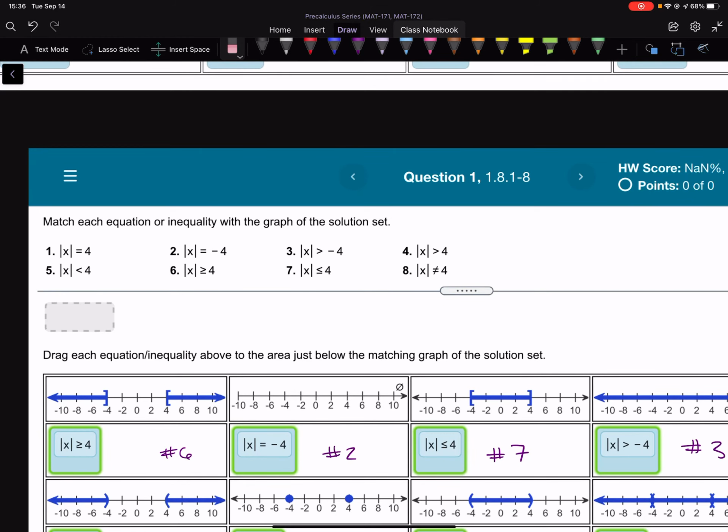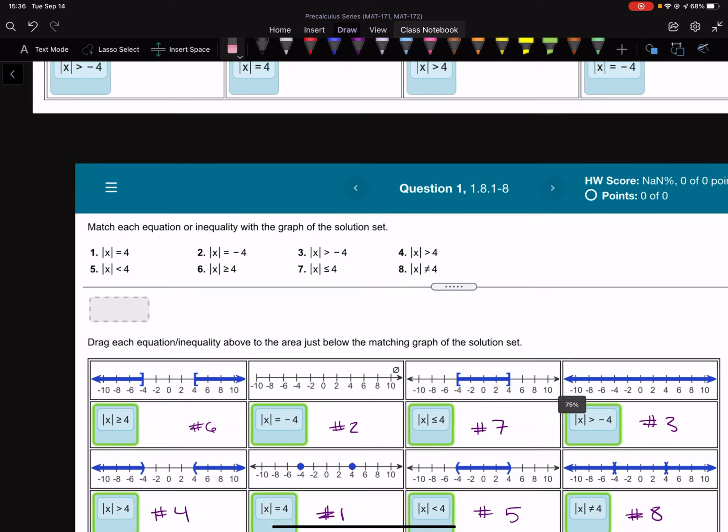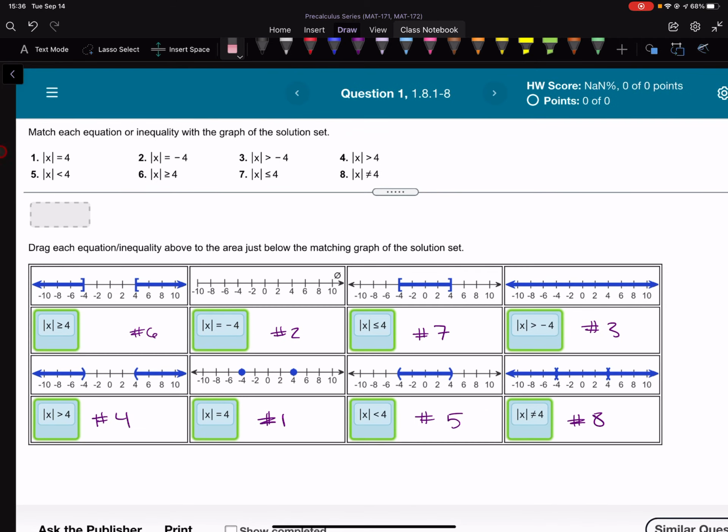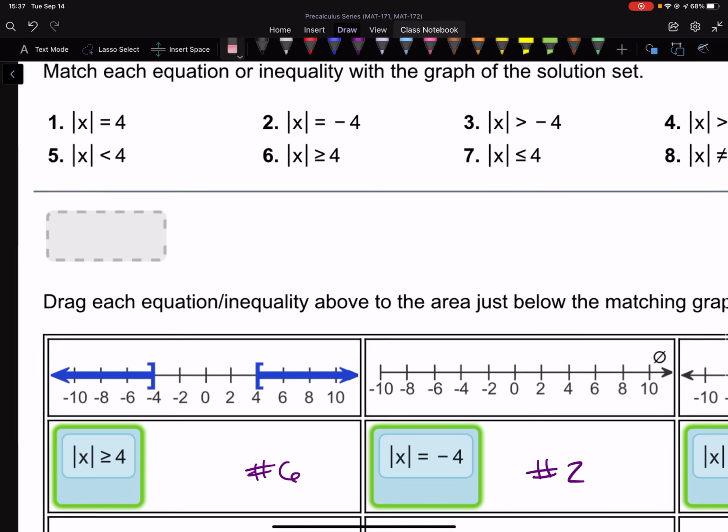Hello, class. I wanted to go back over that problem that I attempted to go over today, in a better format for you, and clear up any misconceptions. We talked about what the problem involves. We have different absolute value equations and inequalities here, and we need to match them with their corresponding depiction on the number line. Let's start with number one.